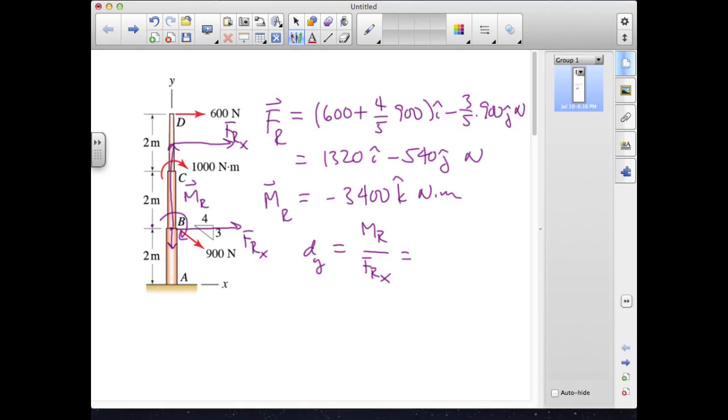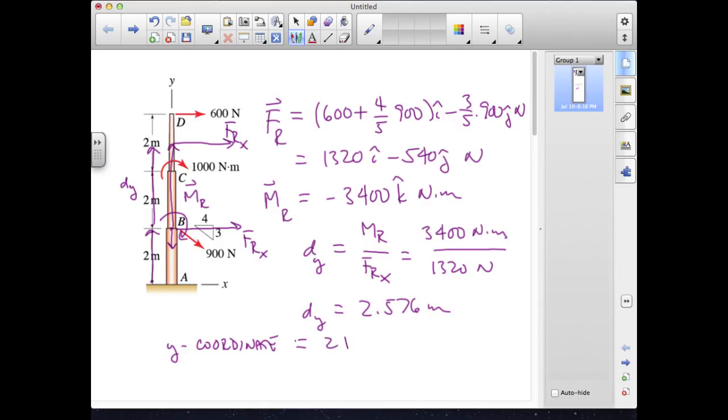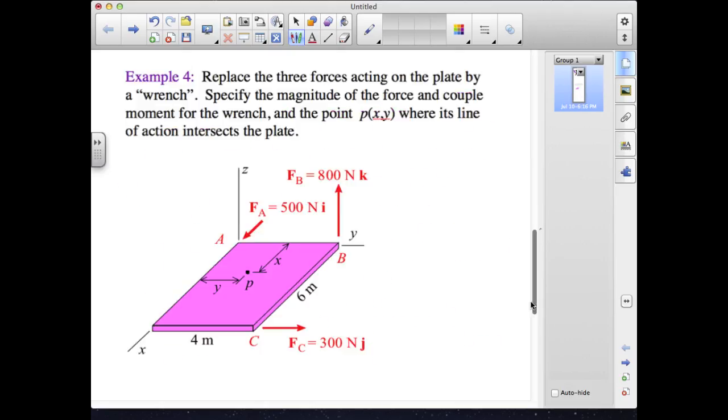So this is 3,400 Newton meters over 1,320 newtons, and that gives me a value that's equal to 2.576 meters. Now the problem asks for the y-coordinate of the point where its line of action intersects the y-axis, so we have to add 2 meters onto that, and that would be 2 plus dy, which would be 4.576 meters.